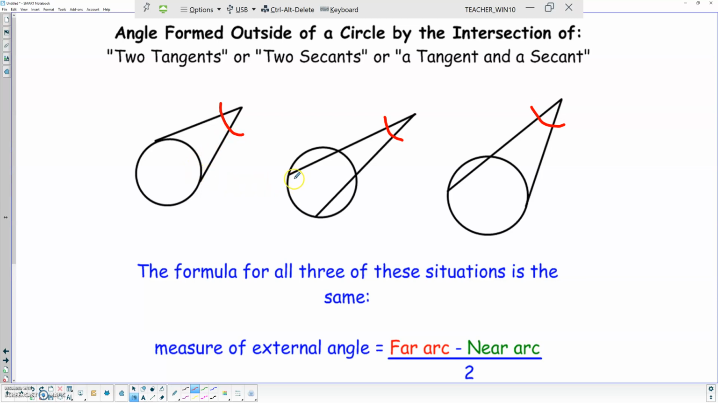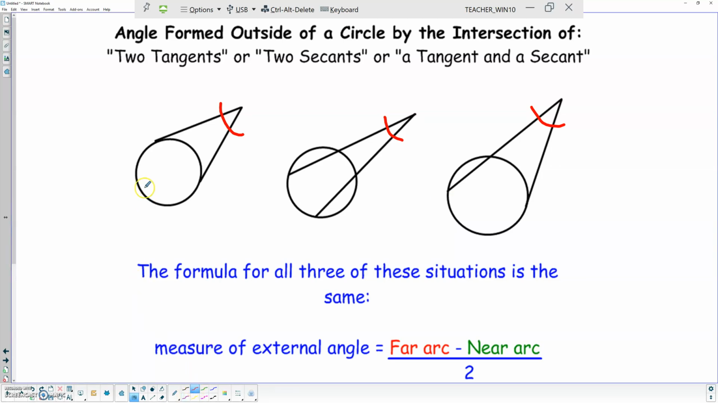Second scenario is when you have two secants. Again, a secant is a line that intersects a circle at two points. And then the third situation is when you have a tangent and a secant. What's nice is that the formula for all three of these situations is the same. The measure of the external angle is equal to the far arc minus the near arc divided by 2.